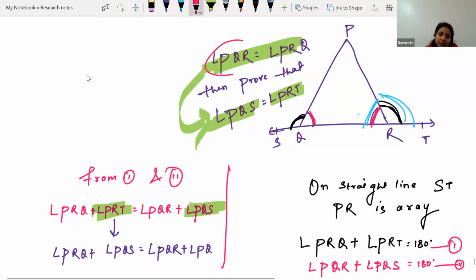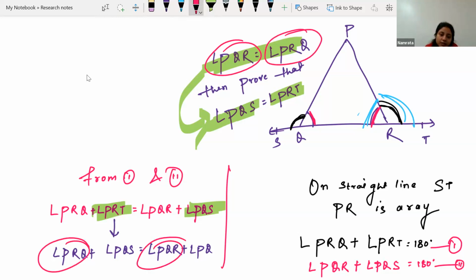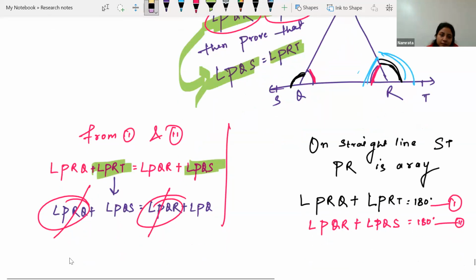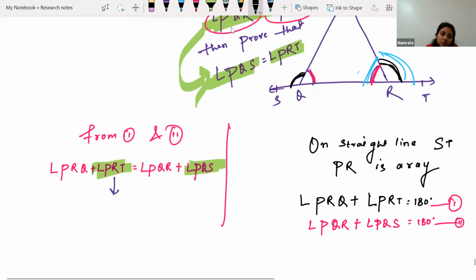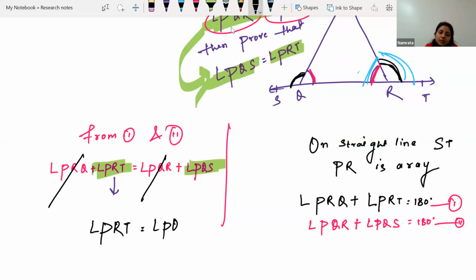Here it is given that angle PQR and angle PRQ are same. So PRQ and PQR are same, both will cancel out each other. Let me cancel it on the above expression. PRQ, PQR both are same and we will end up having angle PRT is equal to angle PQS. That's what we wanted to prove. We are done with the proof. Are you getting it?